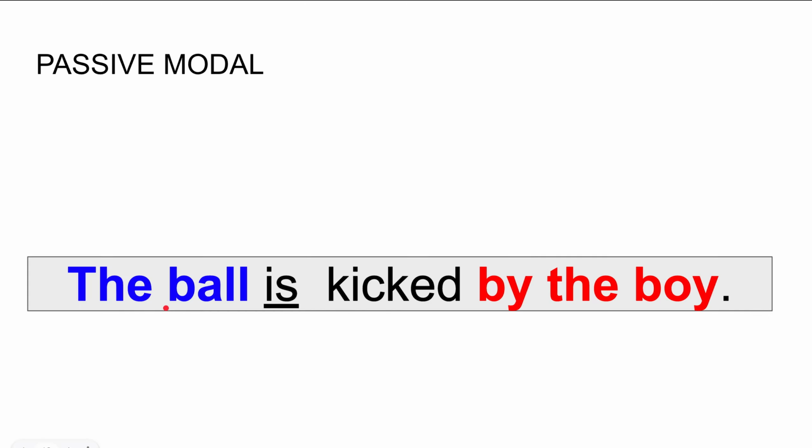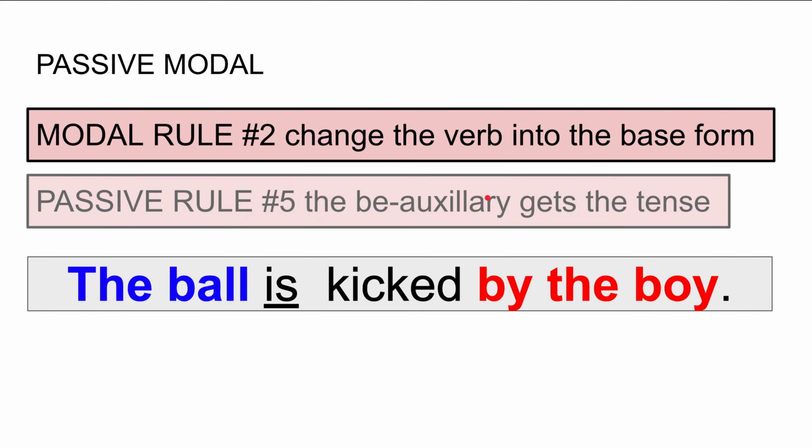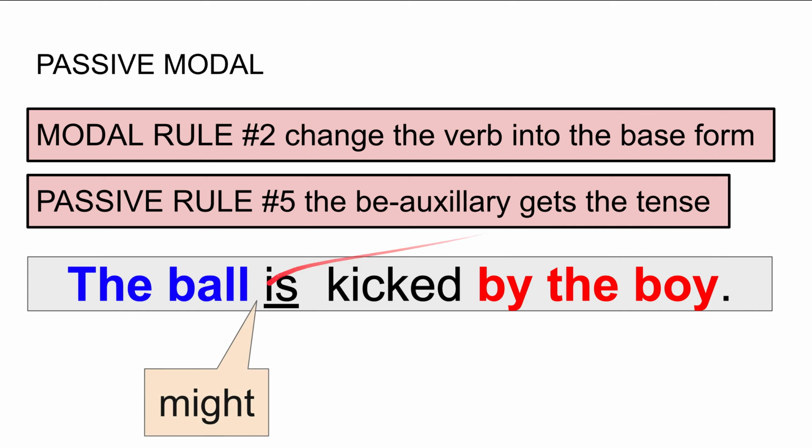Okay, if I want to add a modal, there are 2 rules I need to keep in mind. Modal rule number 2, we need to change the verb into the base form. And modal rule number 3, change the auxiliary into the base form. So what do we got? What is the passive rule? Okay, so here we go. The ball might is kicked by the boy. Well, that's wrong. We need to change the auxiliary into the base form. So the ball might be kicked by the boy.